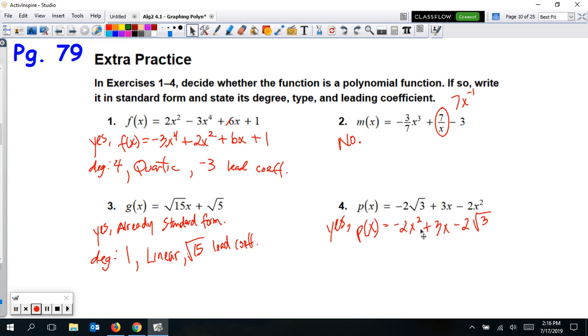So it's going to put the x squared term first, the highest degree first. So negative 2x squared, that's that term there. Next term is the 3x, and the last term is this constant one going in the back. And our degree is 2, because that's your highest exponent on this one. And if it's degree 2, we call it a quadratic. That's the type. And then also the leading coefficient would be the negative 2 up in front. So negative 2 is our leading coefficient.